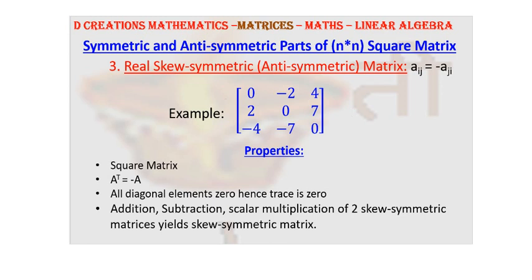So this is an example of an antisymmetric matrix, and it has its own properties. As expected, it's a square matrix, its transpose is equal to negative of that matrix, diagonal elements are 0, and if you add, subtract, or multiply skew symmetric matrices by a scalar, you are going to get a skew symmetric matrix.